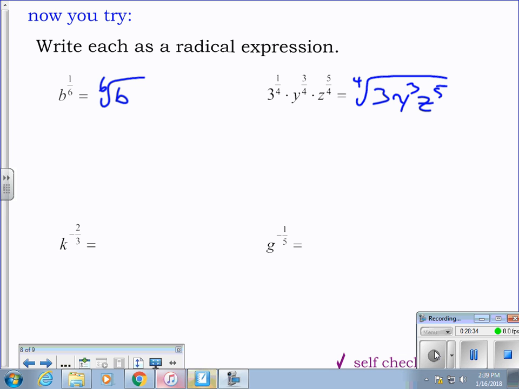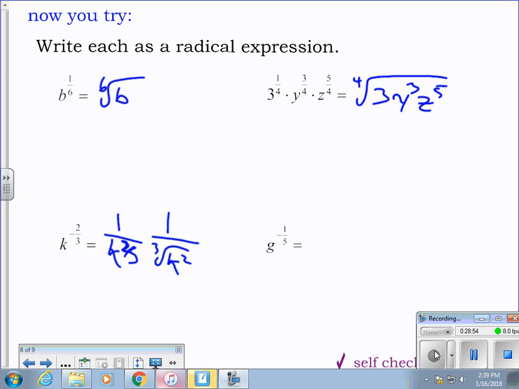Next one, I got a negative exponent, which means I have 1 over k to the 2/3 power. The 3 in my denominator means it's a cube root. The 2 in the numerator means it's k squared. So it means I have 1 over the cube root of k squared.